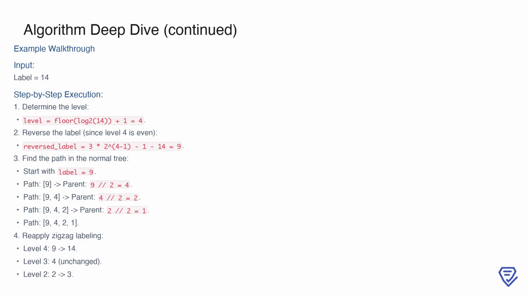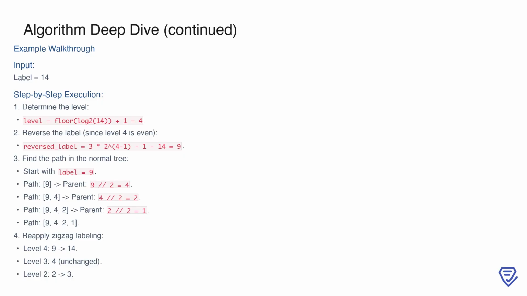First, we determine its level using the formula, level equals the floor of log base 2 of 14, plus 1. This gives us level 4. Since level 4 is even, we reverse the label using the formula, 3 times 2 raised to the power of level minus 1, minus the label. For label 14, this gives a reversed label of 9.